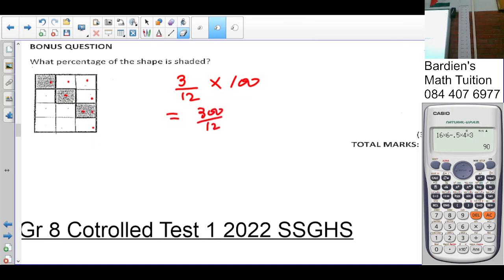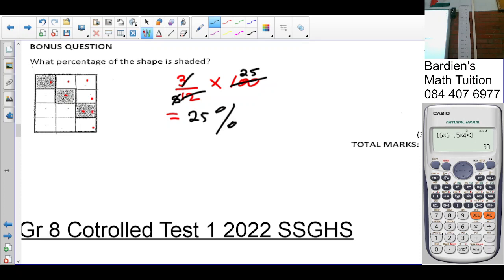Or we could have simplified first. 4 goes into 12 3 times. And 4 goes into 100 25 times. Not so? The 3 is cancelled. So it's 25. Or you could have said 300 over 12 and worked it out. You would have gotten 25. Okay? You guys understand? Any confusion here?